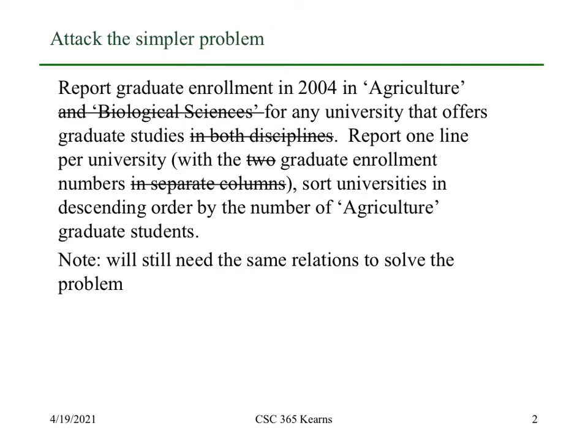So here's what the problem would look like now. We're just going to get the graduate enrollment in agriculture for any university that offers graduate studies in agriculture. And we're going to report one line per university and sort the universities in descending order by the number of graduate students. Note, and this is important, we're still going to need the same 3 tables. So we're simplifying the problem in some sense, but we're keeping enough complexity that hopefully it will give us some insight into how to solve a harder problem.